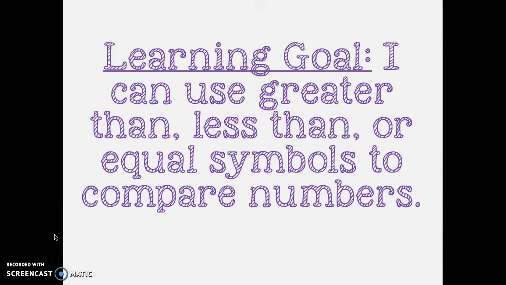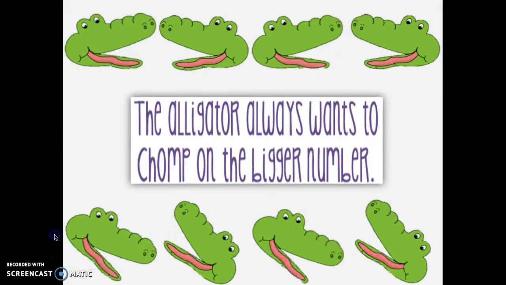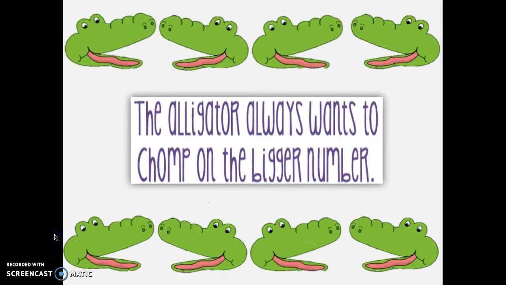Well, what does that have to do with alligators, I bet you're wondering? Well, this is what it has to do. The alligator wants to chomp on the bigger number. The alligators are going to help us today because if we remember the alligator wants to eat the biggest number, that's going to help us to know how to use our symbols. Let's try it out. Here we go.